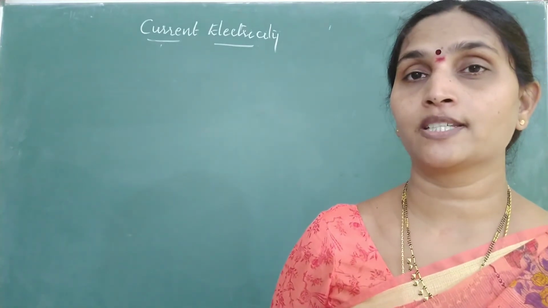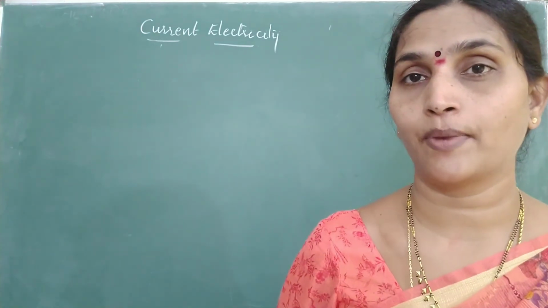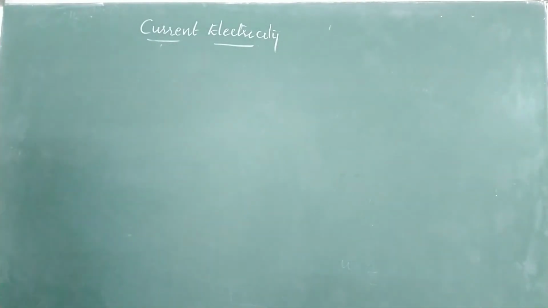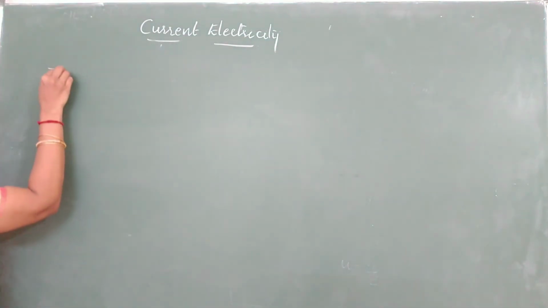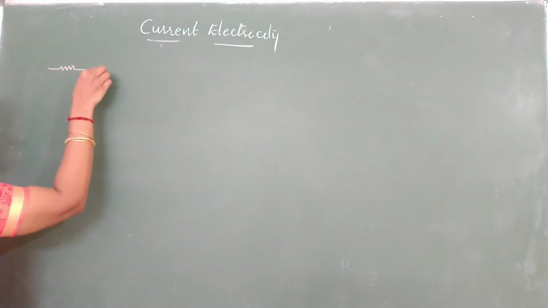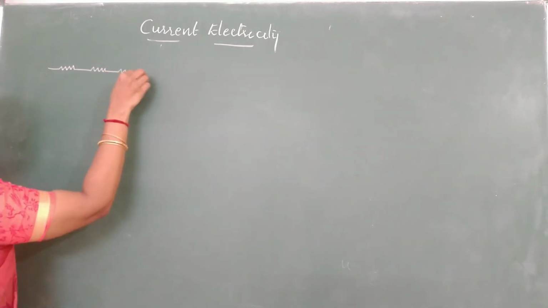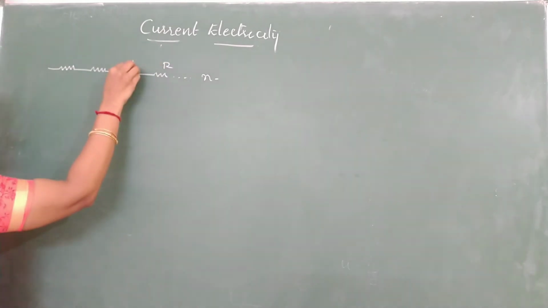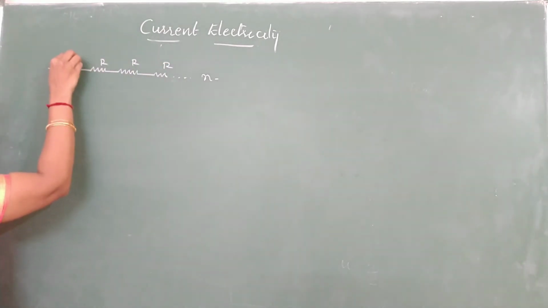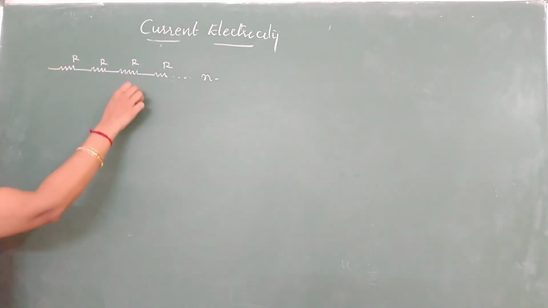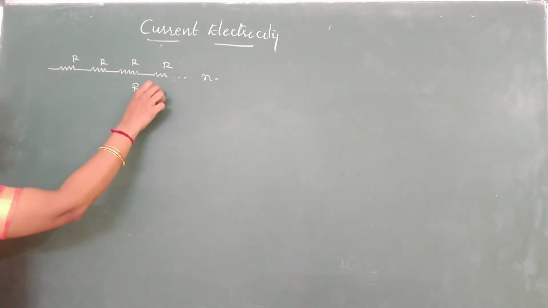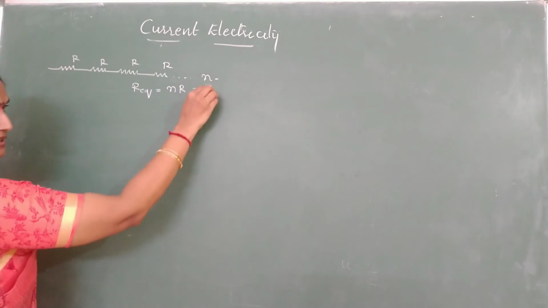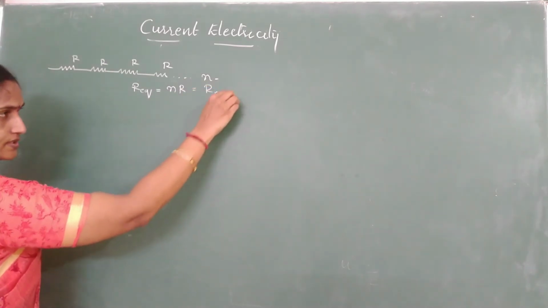Now coming to questions related to resistance in series and parallel combination. Let's start with the simple questions first. Say there are n identical resistors connected in series, each one having a resistance capital R. What will be the equivalent resistance in series combination? N into R. And this gives me the maximum value of resistance.